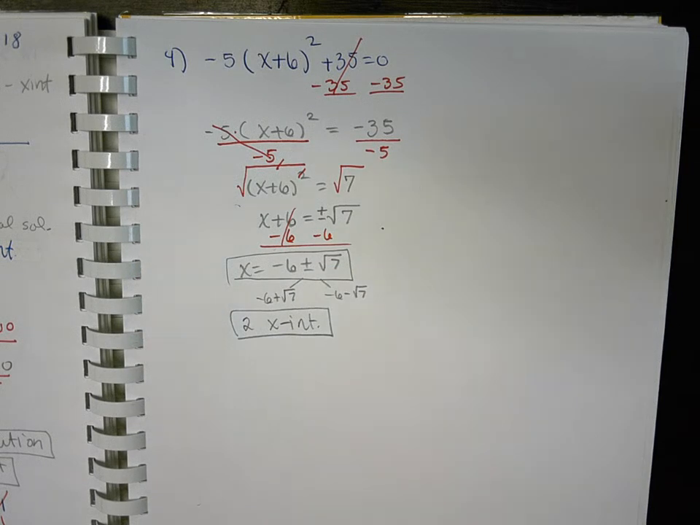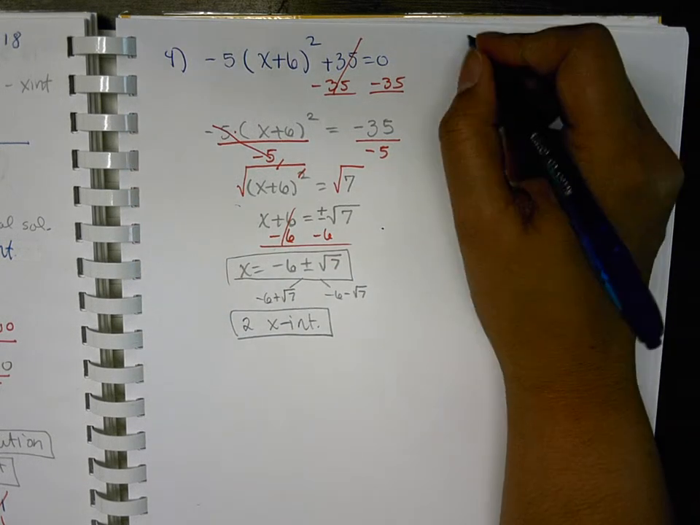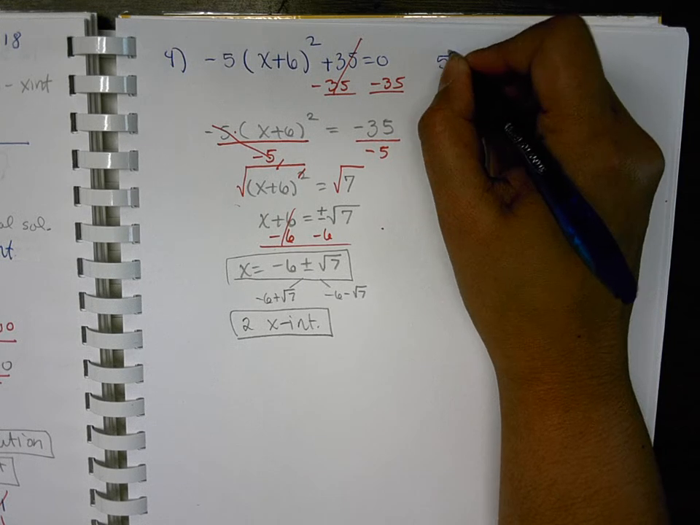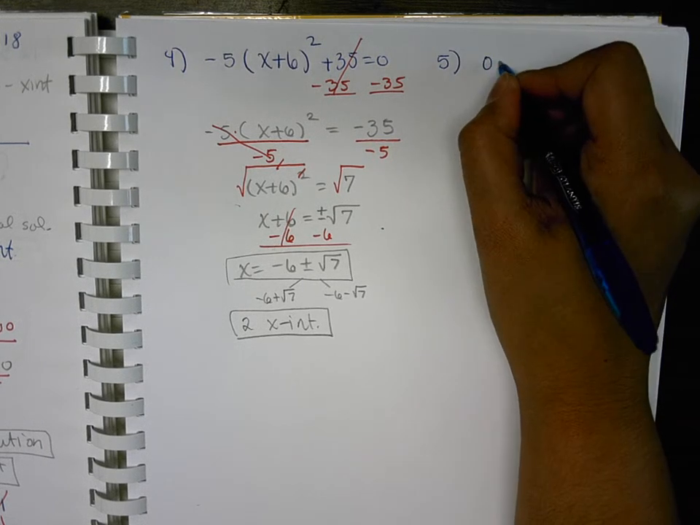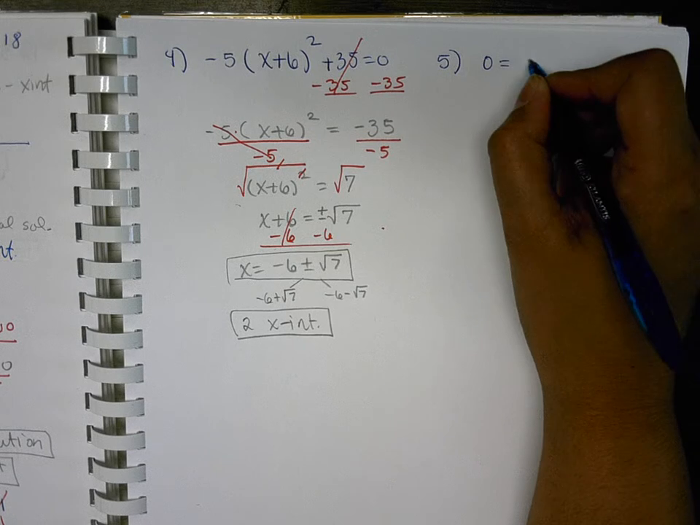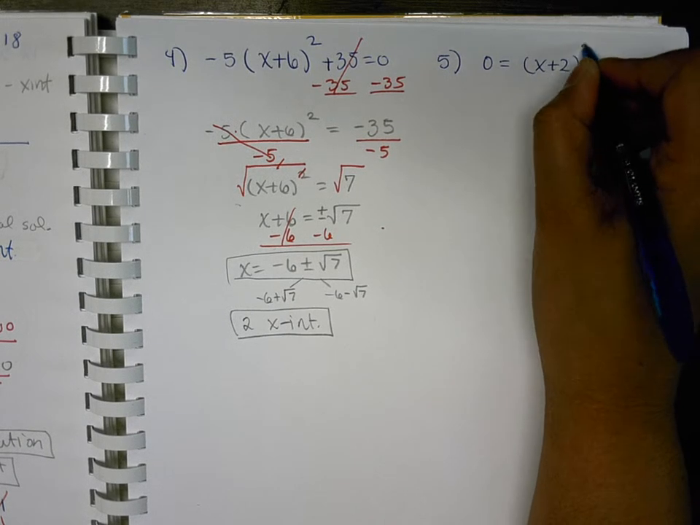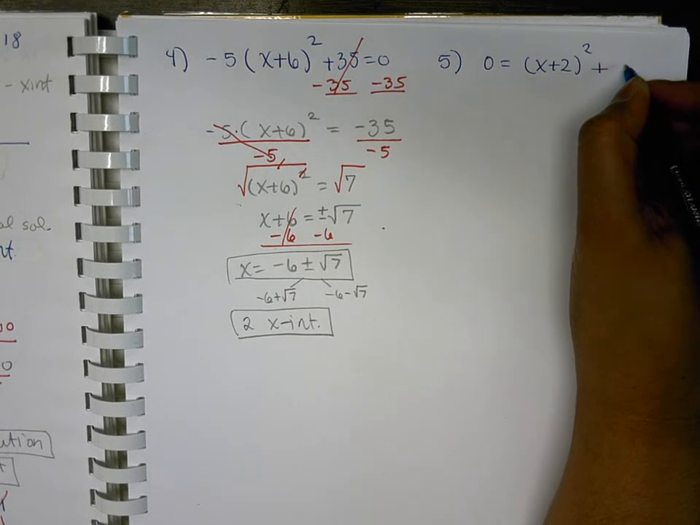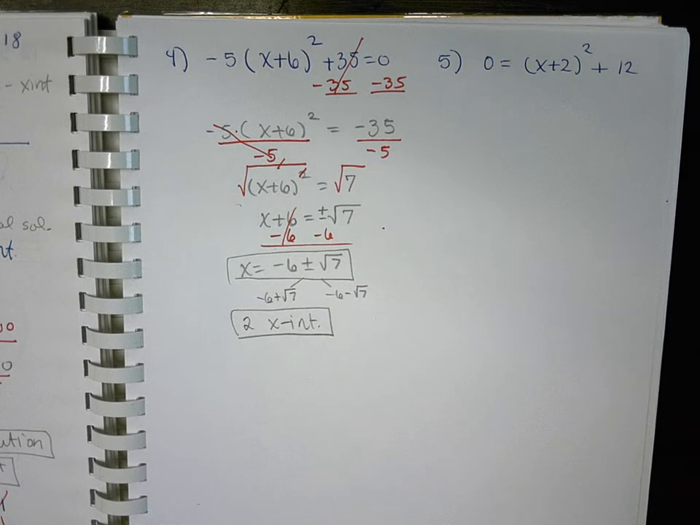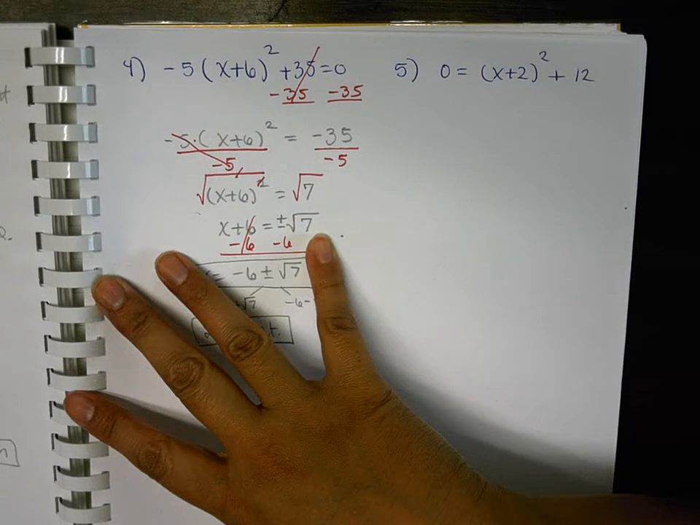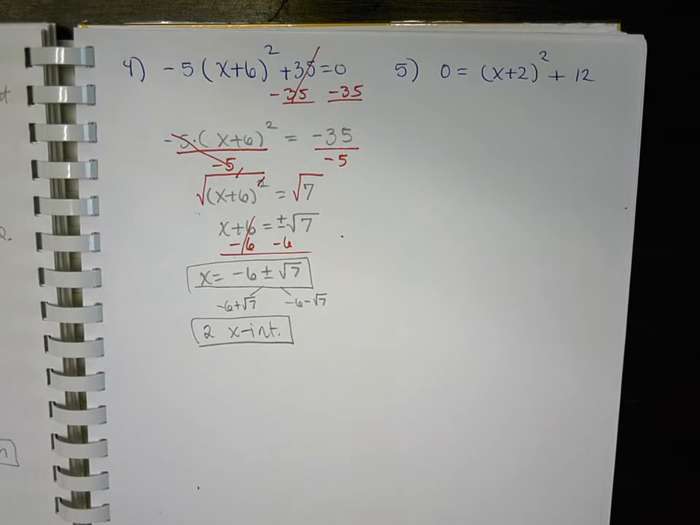All right. Number 5, and then we're going to move on to a word problem. 0 equals the quantity of x plus 2 squared plus 12. I'm going to let you guys try that one on your own. I'll give you a few seconds head start. Go.